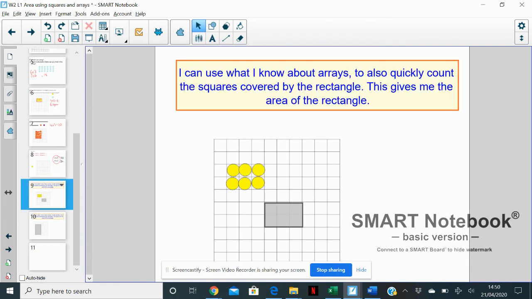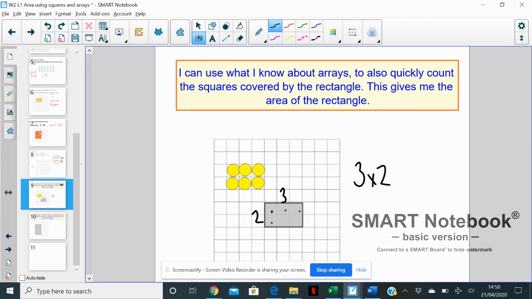So we know we can use an array to quickly count the squares covered by the rectangle. This will give me the area of the rectangle. So here I've got an array, which is 2 times 3, or 3 times 2, and I've got a rectangle underneath it, which is covering the same amount. I can see by counting the squares along, there's 3 squares along, and there's 2 squares down. And I know that 3 times 2 gives me 6, so this rectangle has an area of 6 squares.